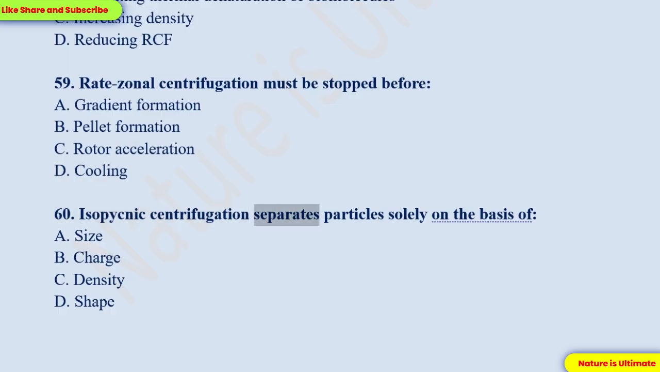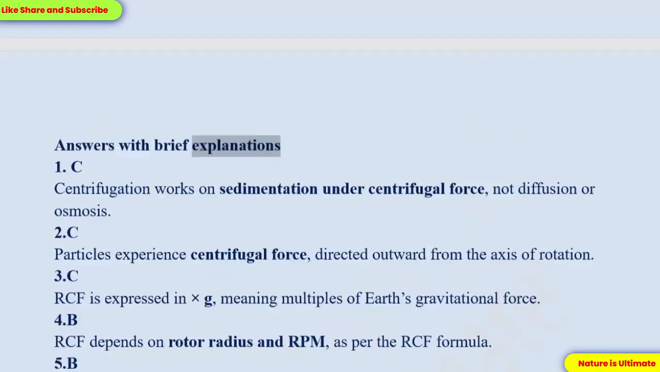60. Isopycnic centrifugation separates particles solely on the basis of: A. Size. B. Charge. C. Density. D. Shape. Answers with brief explanations.